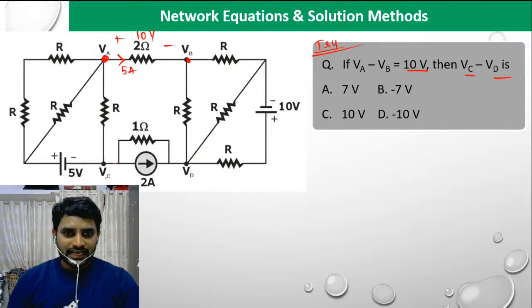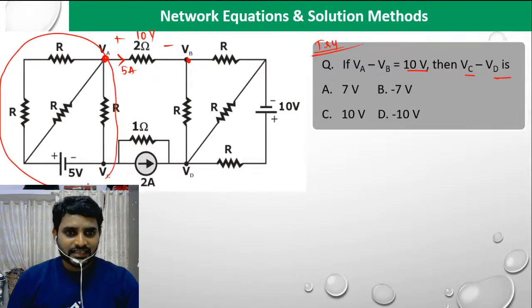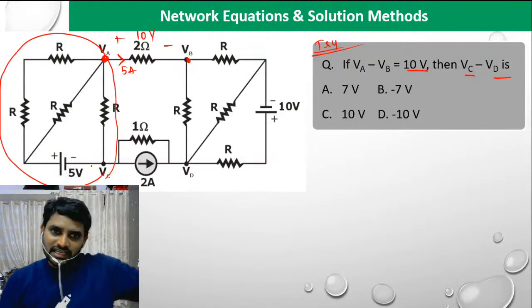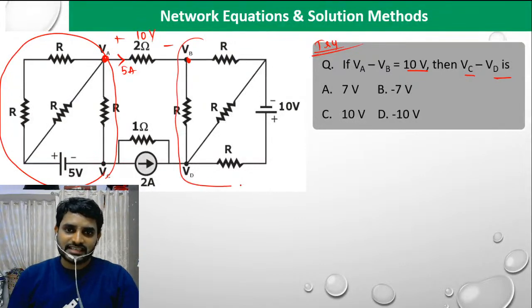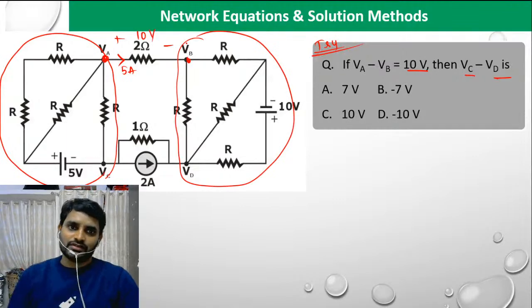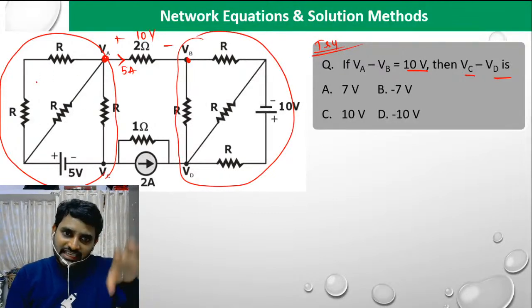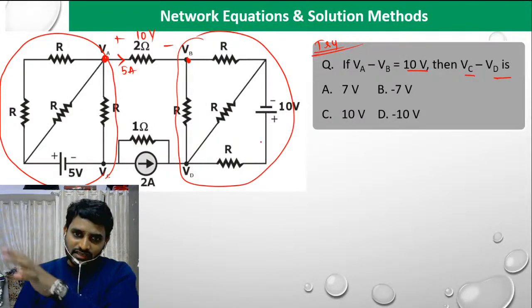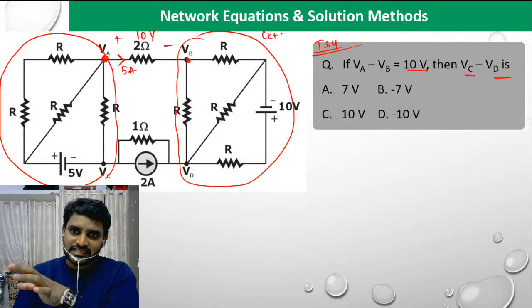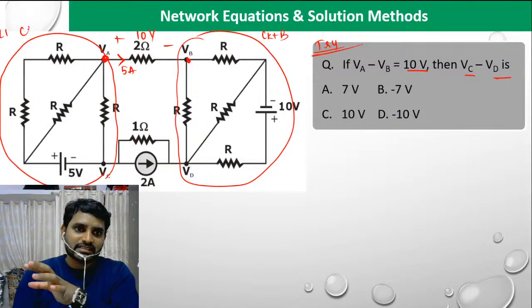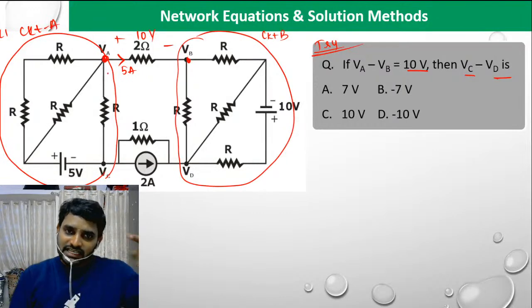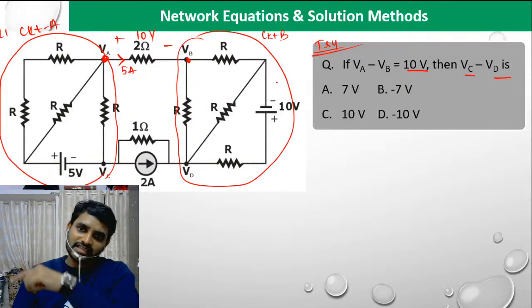If you treat the entire left side branches together as one circuit, and the entire right side branches together as one circuit, then I can say circuit A is going to deliver 5 amperes to circuit B. You name it circuit B, and if you name the other circuit A, circuit A is going to deliver 5 amperes to circuit B.